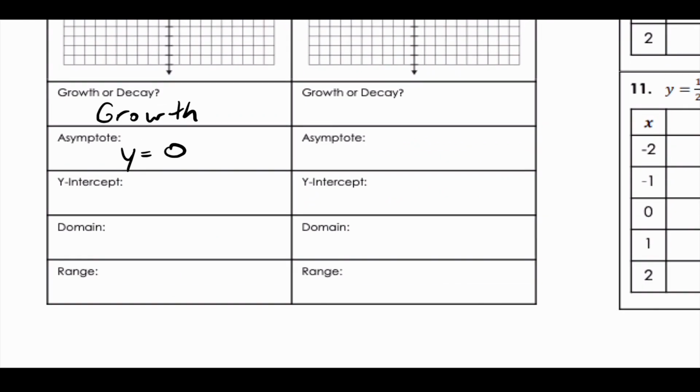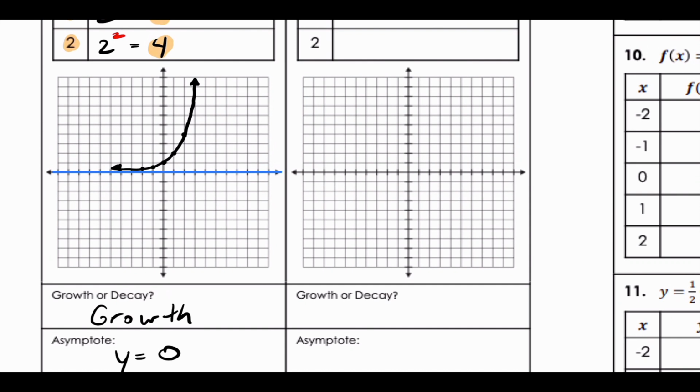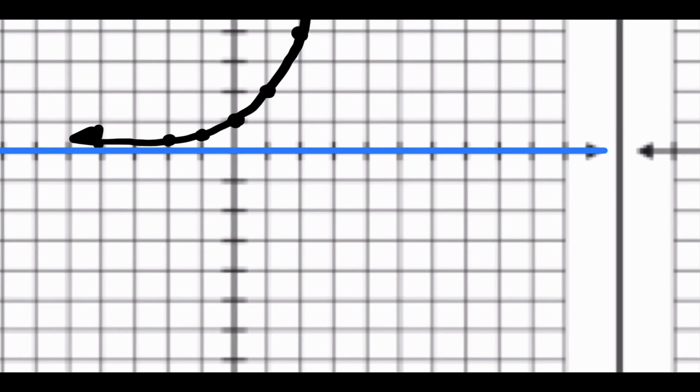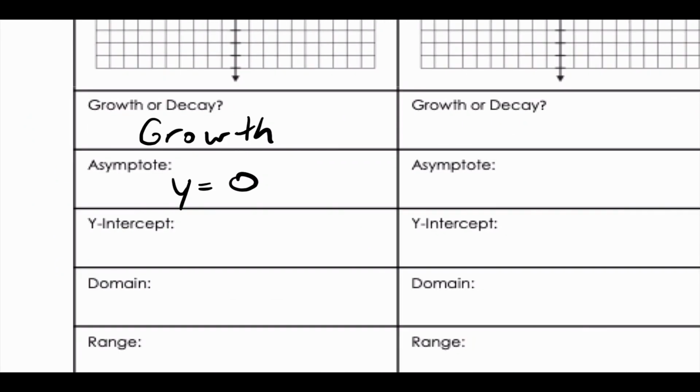Okay, so next one, y-intercept. Where does it cross the y-axis? What dot does it cross the y-axis? Right there. That dot right there. That dot is at 0, 1.